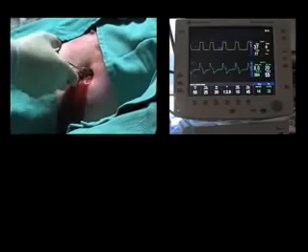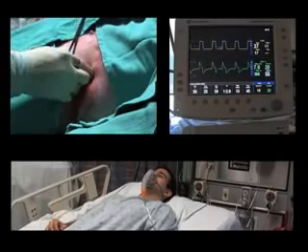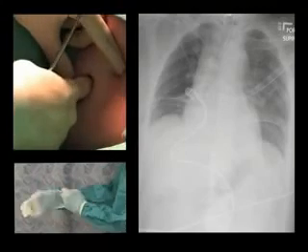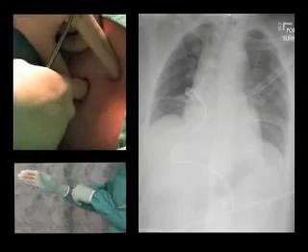The insertion of a chest tube is often done under extremely critical circumstances. However, using the appropriate techniques and sterile precautions will ensure safe and efficient performance.